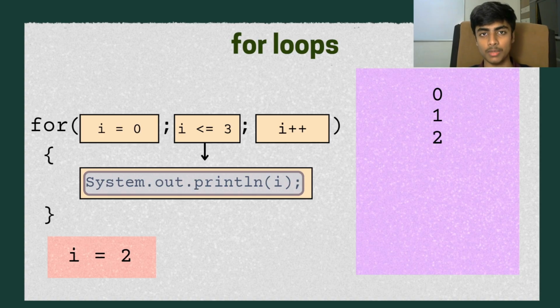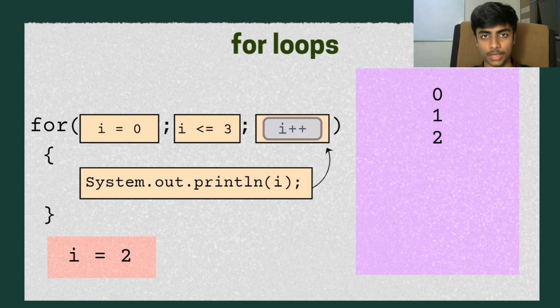From our println statement, we're again going to move back to our update. The update is going to increase i by 1. It's going to increase it from 2 to 3. We're going to go back to the condition, and in our condition, we're checking if i is less than or equal to 3. Basically, we're checking if 3 is less than or equal to 3. 3 is not less than 3, but it is equal to 3. So the condition is still true.